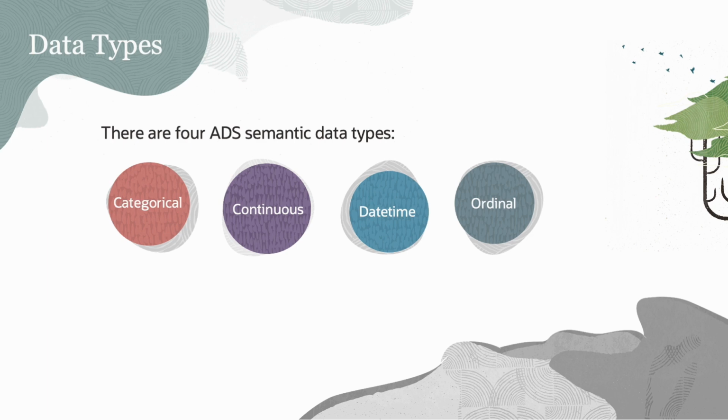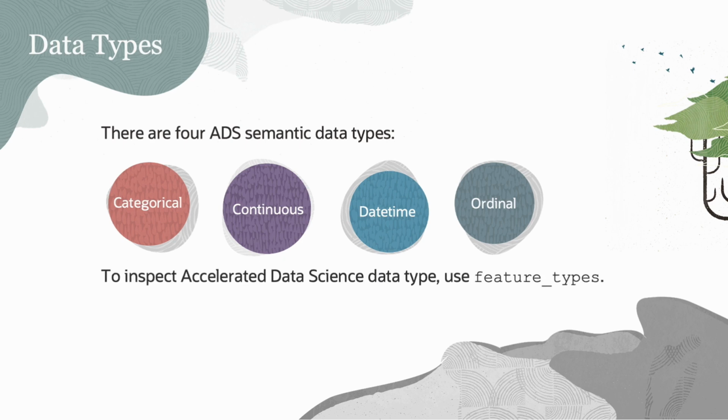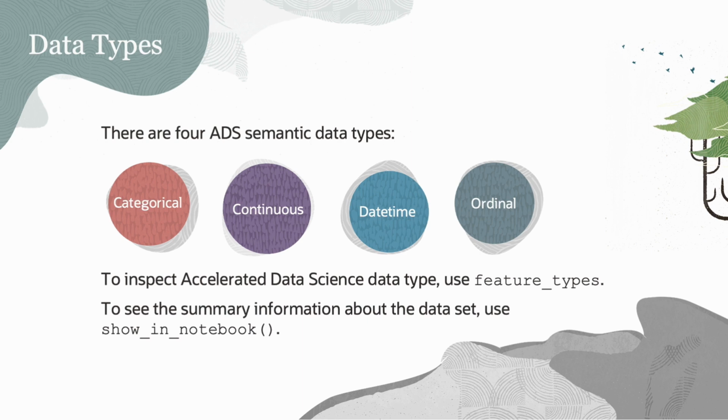Again, in case of ordinal data, it's an ordered category that has an intrinsic ordering. For example, education. Whether you have elementary, high school, undergraduate, or graduate, there is order there. In case of continuous, it's a type of quantitative data that can't be counted but measured, usually in the form of fractions, like height of a person, software release versions, and so on. And datetime, as the name suggests, deals with the datetime format. These semantic data types can be inspected by feature types and show in notebook functions.